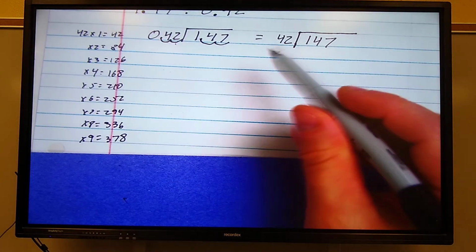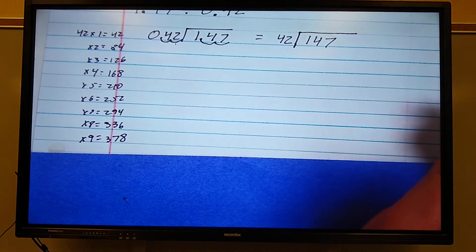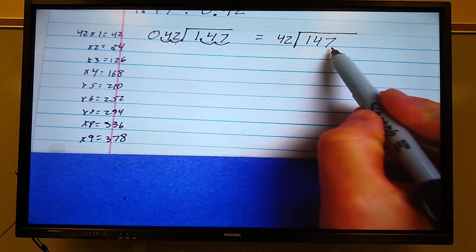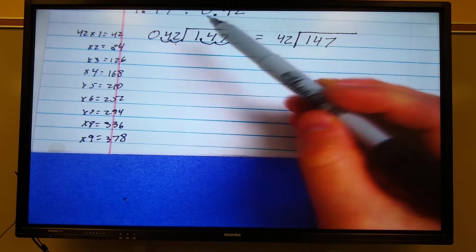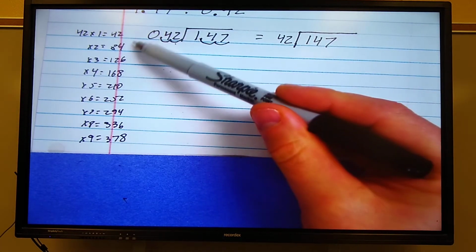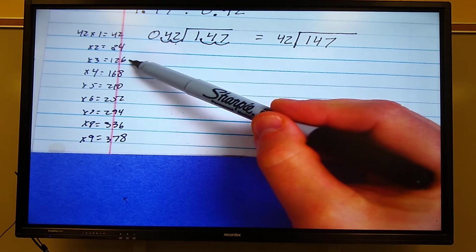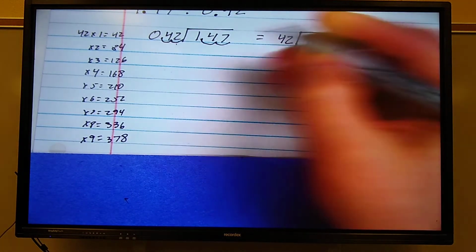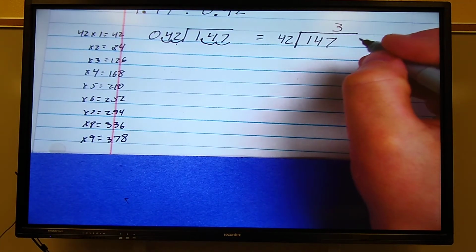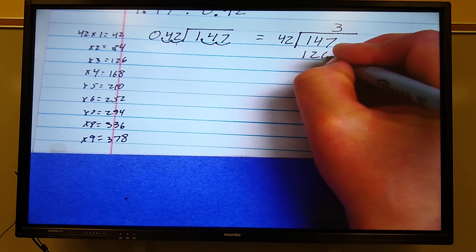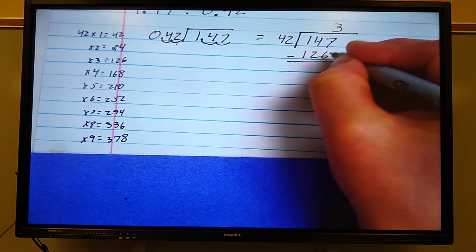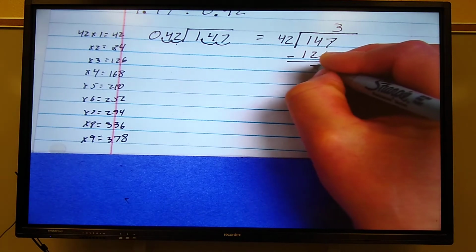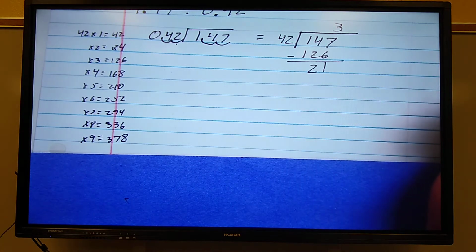All right. 42, can it go into 1? No. 42, can it go into 14? No. 42, can it go into 147? Yes. How many times? Well, let's find out. That's too big, so 3 times. So 3 above the 7, 3 times 42 is 126. Now I must subtract. 7 minus 6 is 1. 4 minus 2 is 2. 1 minus 1 is 0.